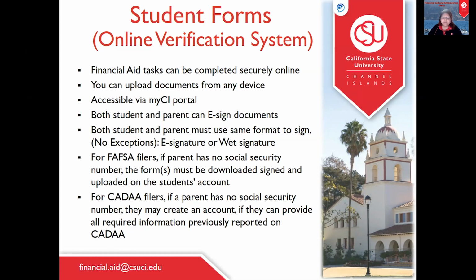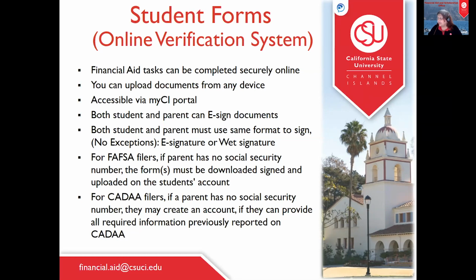One of the easiest ways to sign your documentation is to e-sign. And that is very important that you understand the e-signature. If for some reason you cannot e-sign your documentation, you want to make sure that you're using the same format to sign, either the e-signature or the wet signature. If you don't have a social security number, or your parent doesn't have a social security number, you want to make sure that you're downloading the form and that you are signing it and re-uploading it.